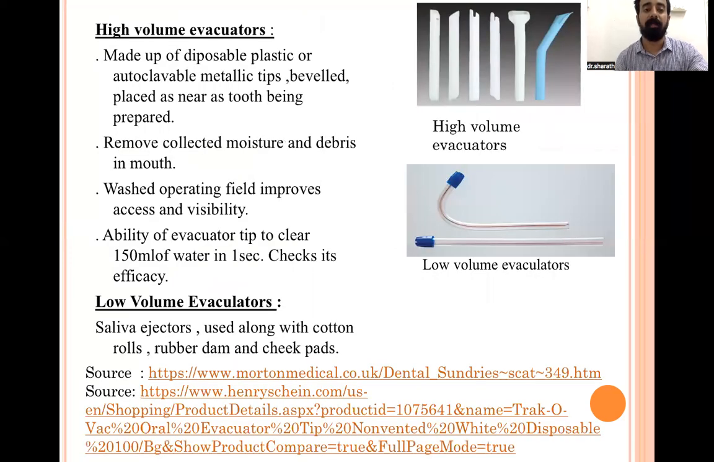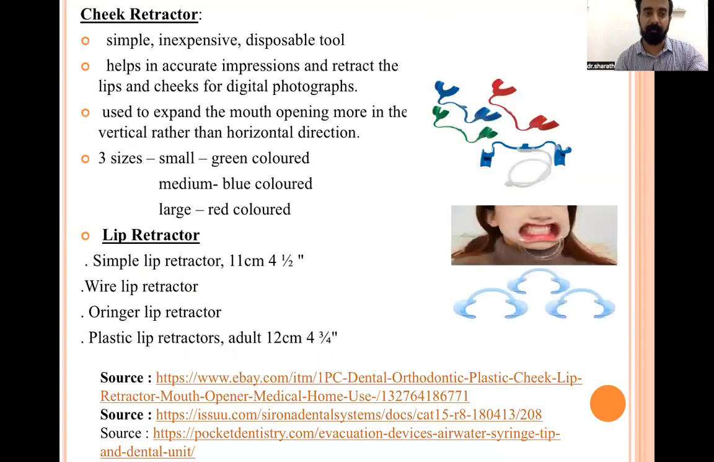High volume evacuators, as we know, they are made up of disposable plastic or autoclavable metallic tips, beveled, placed as near as possible to the operating field. They remove collected moisture and debris from the mouth. Washed operating field improves access and visibility. Then we have low volume evacuators, that is saliva ejectors used along with cotton rolls, rubber dam, and cheek retractors.